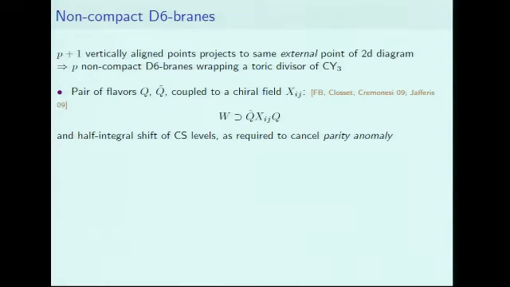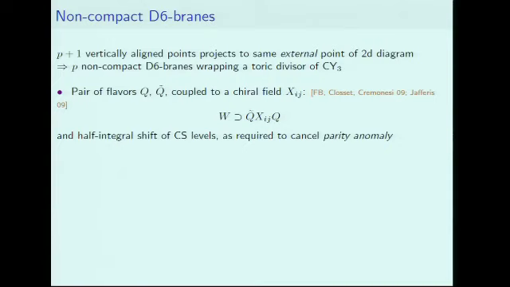Okay, so let me spend a few more words on these two cases, explaining some more details of what is going on here. So let's look first at the case of non-compact D6 branes. So suppose we have, well, more generally, P+1 vertically aligned points, and they project to the same external point of the two-dimensional toric diagram. Then we get P non-compact D6 branes. As I say, they wrap a non-compact toric divisor, and so they introduce flavors into the quiver. In particular, they introduce a pair of flavors, Q and Q tilde.